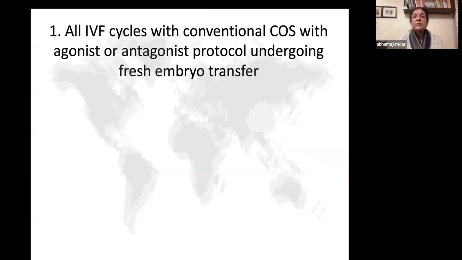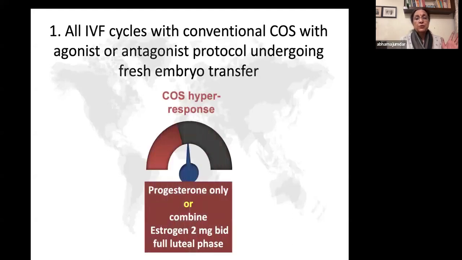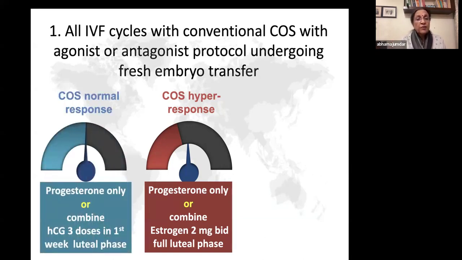So for all IVF cycles with conventional controlled ovarian stimulation with agonist or antagonist protocol undergoing fresh embryo transfer, what are you going to do? You've done controlled ovarian stimulation, there is hyper response. What will you give? You may give progesterone only or combine with estrogen 2 milligrams twice a day for the full luteal phase. COS with normal response, you would give progesterone or combine HCG, also 3 doses in the first week of luteal phase.